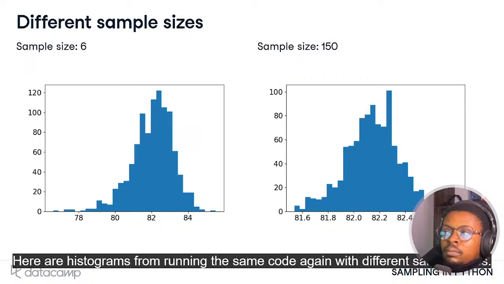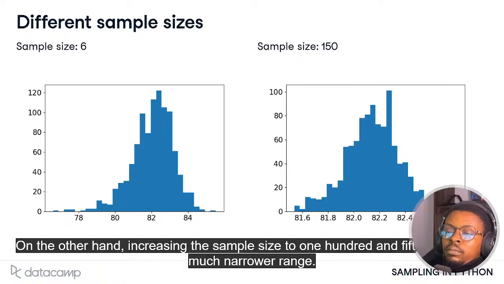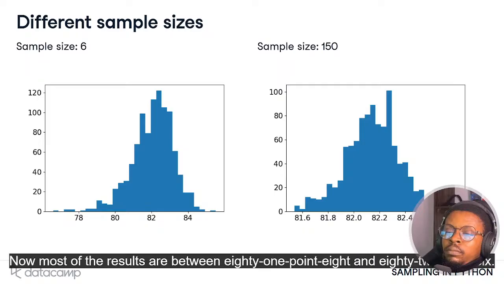Here are histograms from running the same code again with different sample sizes. When we decrease the original sample size of 30 to 6, we can see from the x values that the range of the results is broader. The bulk of the results now lie between 80 and 84. On the other hand, increasing the sample size to 150 results in a much narrower range. Now most of the results are between 81.8 and 82.6.